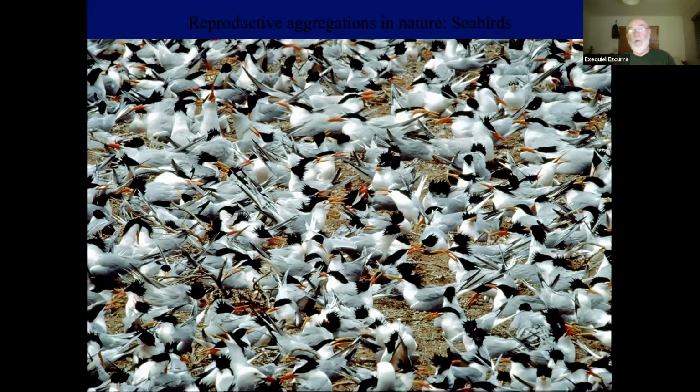But basically, why do they do this? Why do they aggregate in one large island? Or the question, we can also say it for the case of a fish, why do they get together in such huge numbers in order to reproduce? Well, there are many advantages in aggregating during reproduction.